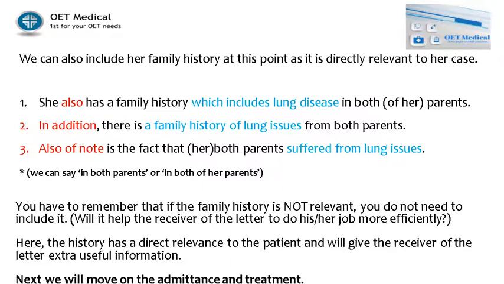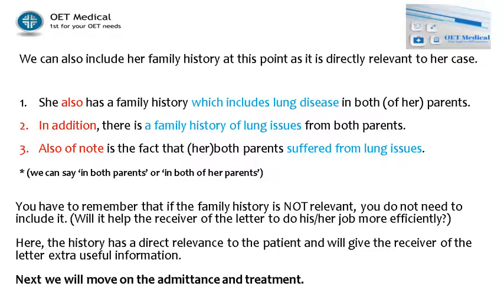We can also include the family history at this point, as it's directly relevant to her case. So she also has a family history which includes lung disease in both parents. You can say in both of her parents, or you can say in both parents. Grammatically, they're the same. In addition, there is a family history of lung issues from both parents. Also of note is the fact that both her parents suffered from lung issues.